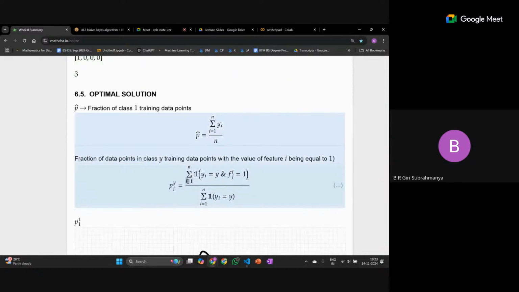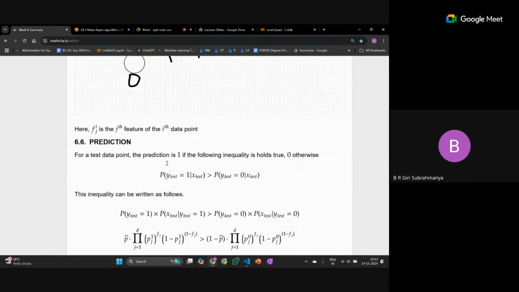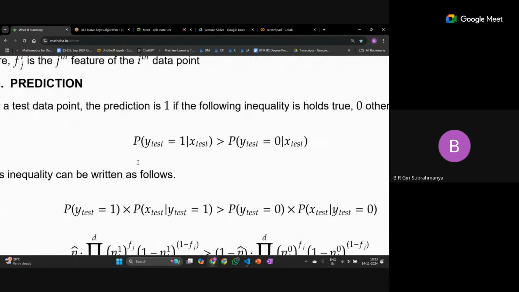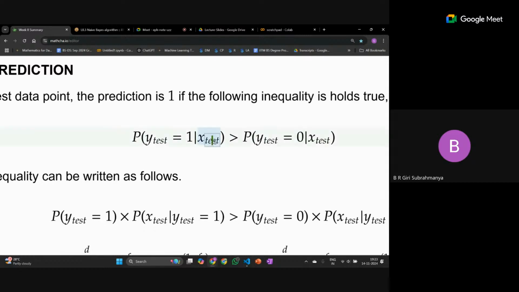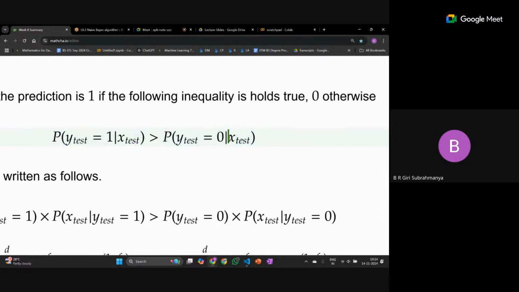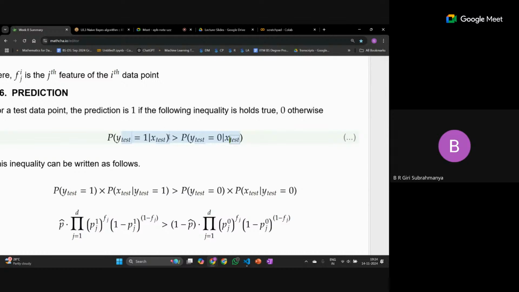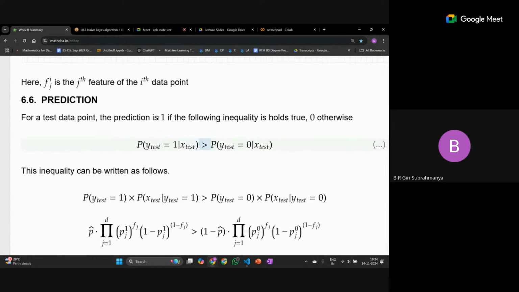So this is the solution. This is the way to interpret the solution. Now, how will you predict? The prediction is given by this. Given a test data point, what is the probability that the label is 1? That is this one. Given the test data point again, what is the probability that the label is 0? You will calculate these two and compare, and whichever is greater is your prediction. If this inequality is true, then you will predict 1. If this inequality is false, then you will predict 0. Okay, that's all.